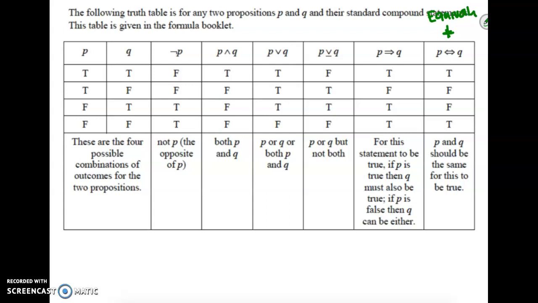So if we go back to the propositions P and Q, both of them are true. They're both the same. And then that last row, both of them are the same. All right, so let's go back.